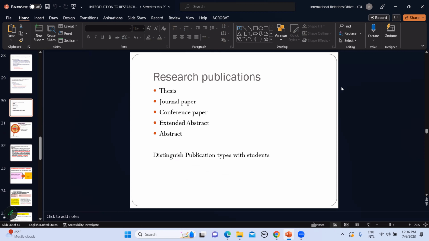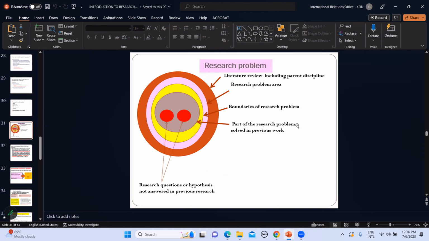In our university, what is the extended abstract? We actually have a format for the extended abstract, and a template for the full papers. And I will show you the research problem. This is the case.